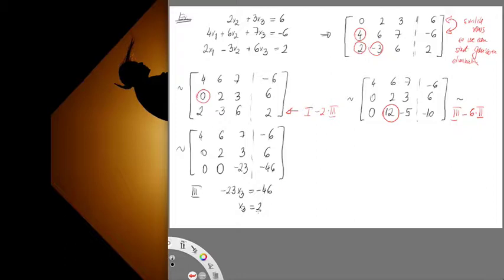x3 is equal to 2. All right, x3 is 2. And then, so what do I do now? Put it into the second equation, which is x2 plus 3x3, which is 2, equals 6. So you get x2 is equal to 0. And then finally the first one. 4x1 and x2 is 0, so nothing there, plus 2 times 7.